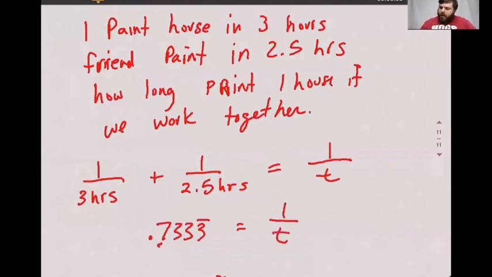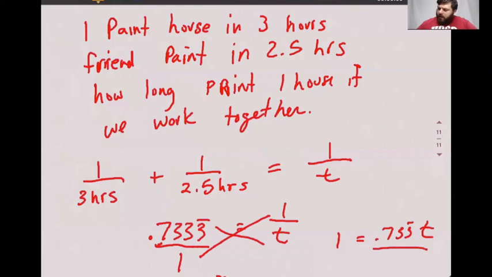Now, if I can think of this number here as a fraction in disguise, then I know how to deal with this, right? We know how to deal with proportions. This is just an equal fraction problem. So I cross multiply. 1 times 1 is 1. 0.7333 times t. So make sure you set them equal to each other, right? Then I divide out the 0.733. Those cancel, and we're left with this weird number.